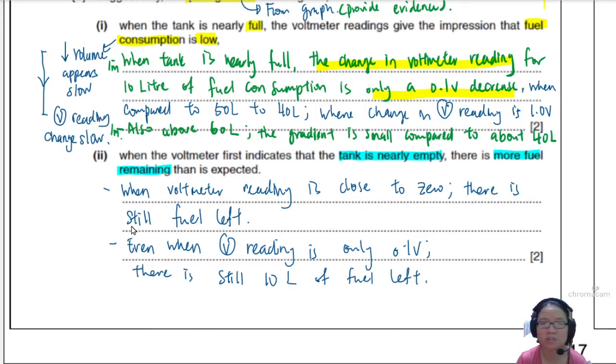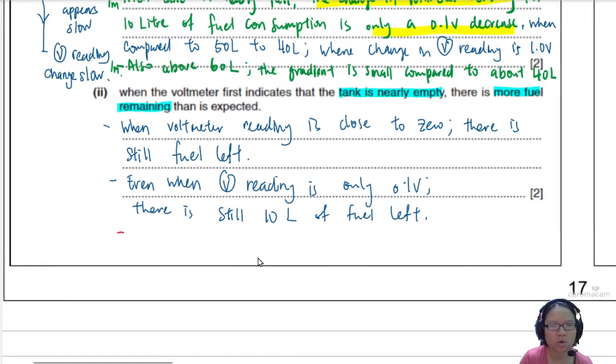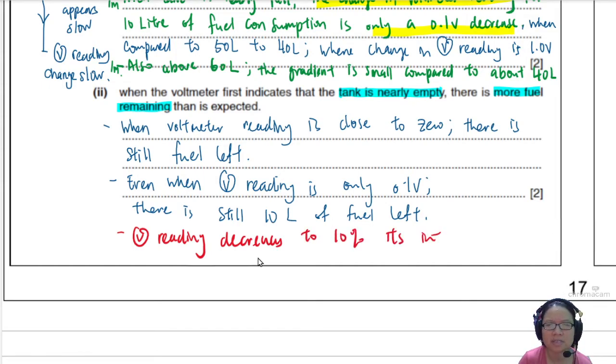Okay, you could also use the evidence that I stated just now. That one will be slightly harder to write. You could say when the voltmeter reading decreases to 10% of its initial value, or its maximum value, not initial, maximum value.